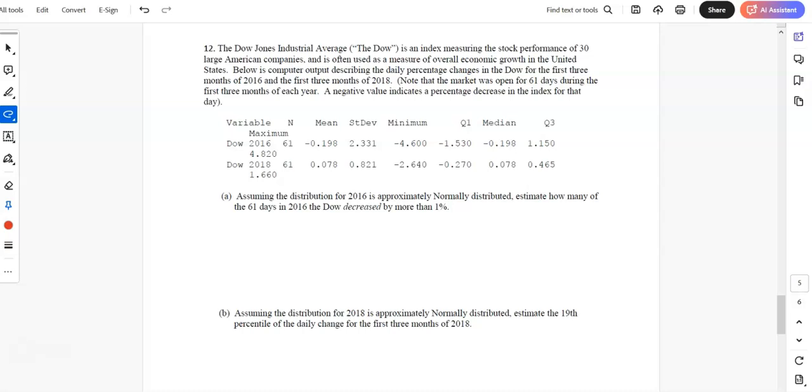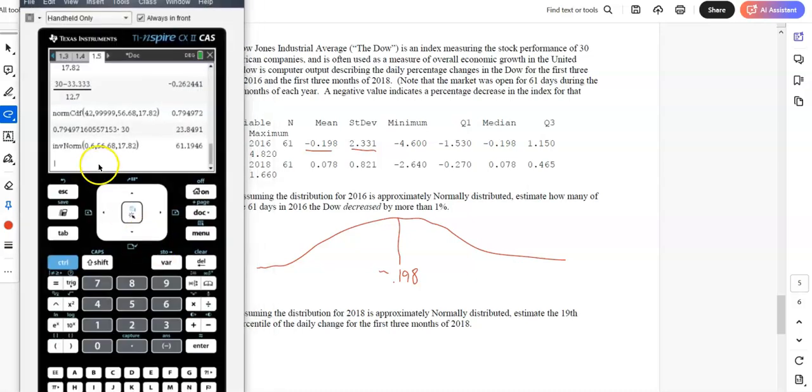Okay, so 2016 is approximately normally distributed. So I'm just going to sketch it out, a really bad sketch here. Negative 0.198. Definitely need my calculator for this one. So negative 0.198, press enter, hit plus standard deviation, which is 2.331. Press enter 3 times. Oh, I did not do that right. Okay, so negative 0.198.